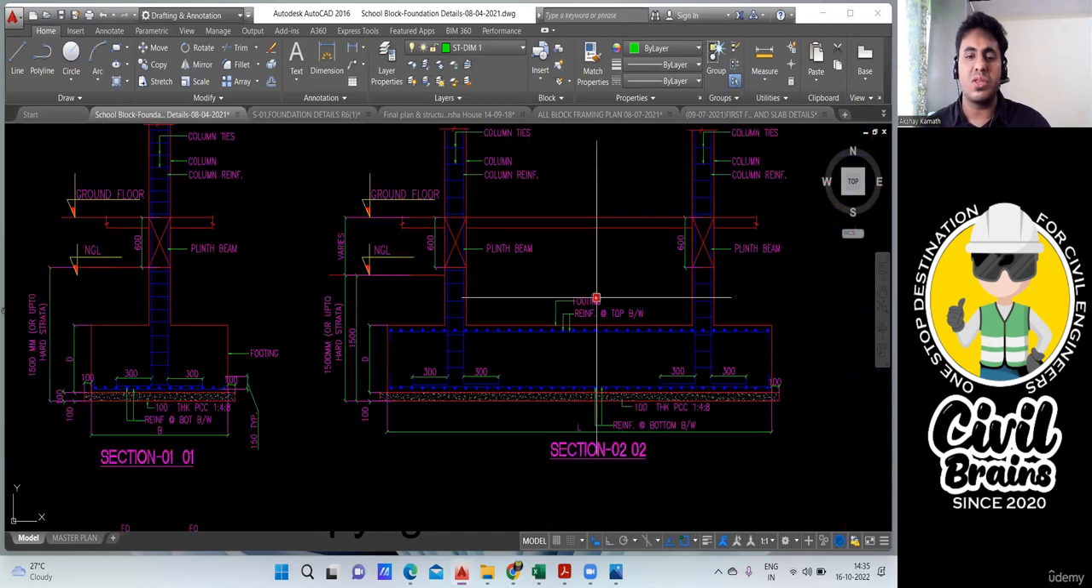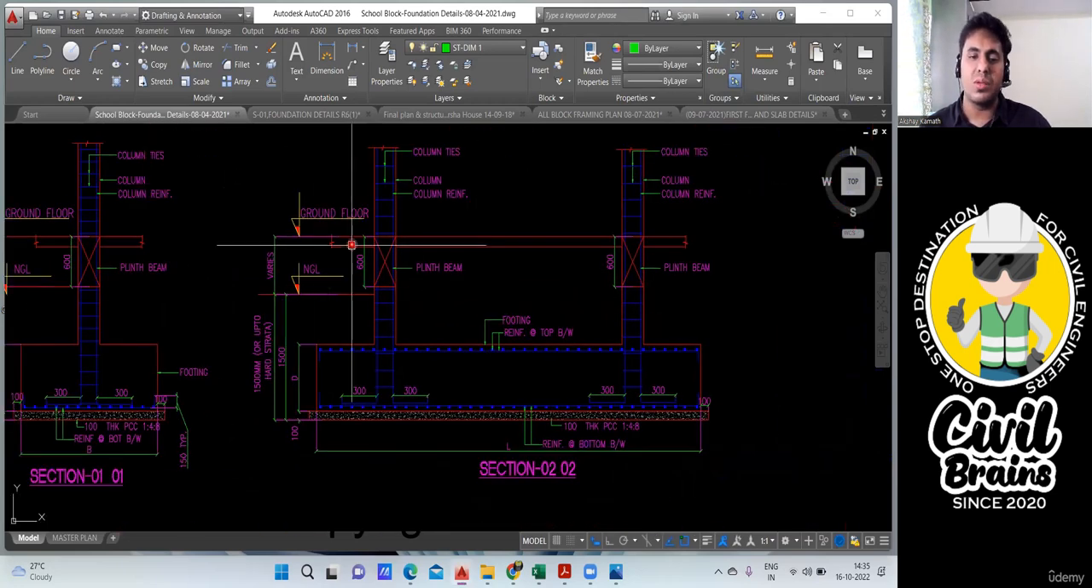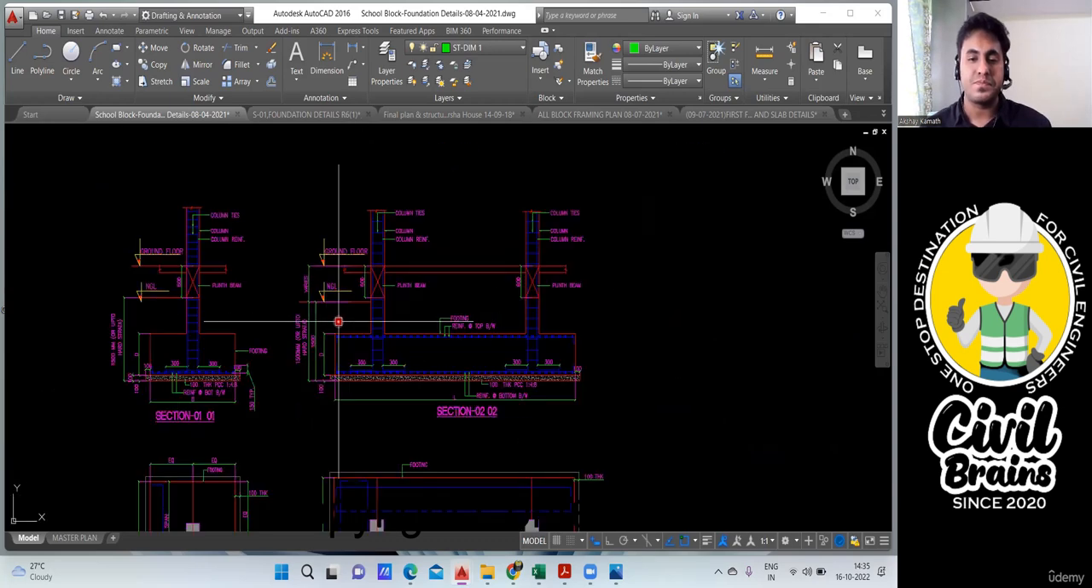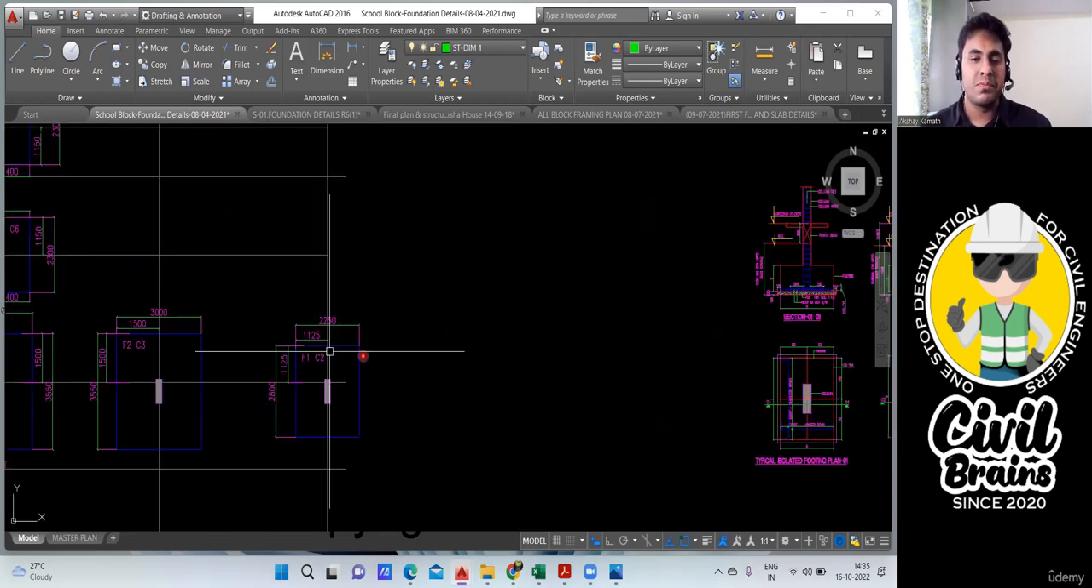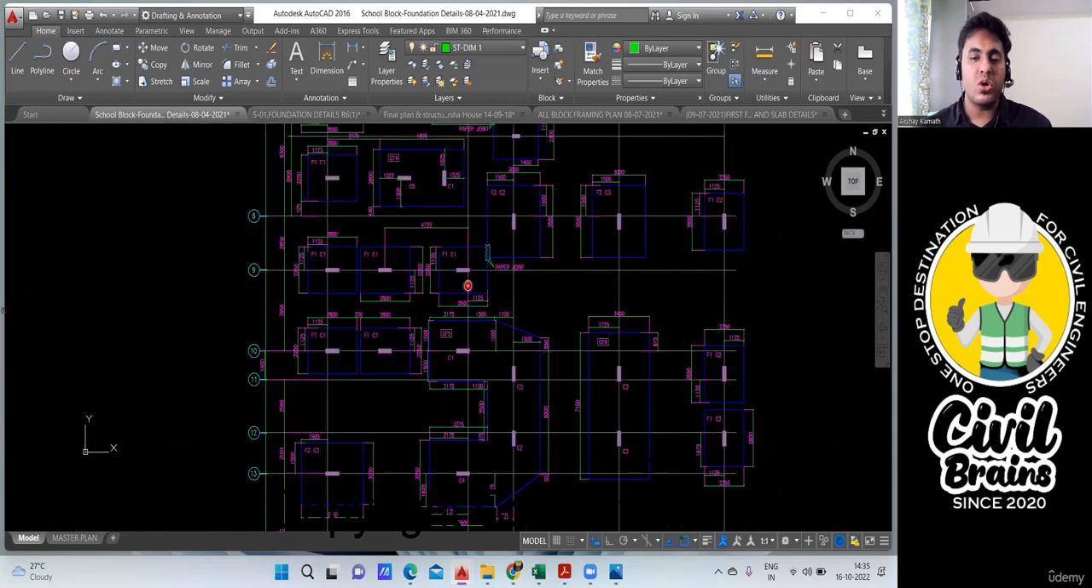Similarly, this is a cross section for the combined footing. Nothing changes, everything remains the same. Try to do the same thing, no problem. Okay, now after that, the rest of the things you have to note down.